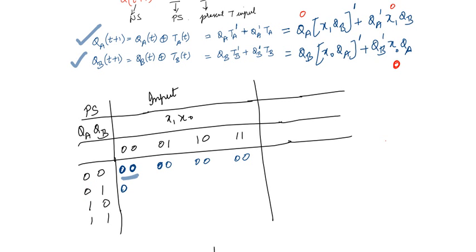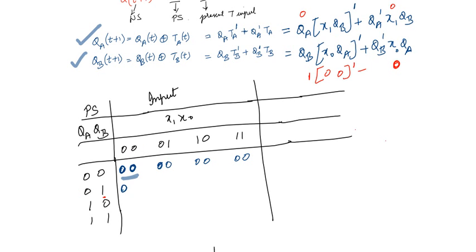This is 0. Now what about the QB value? QB value is 1. So 1. What is x0? This is x0. The second value is x0, so it is 0. What is the QA value? QA value is 0. So it is 0.